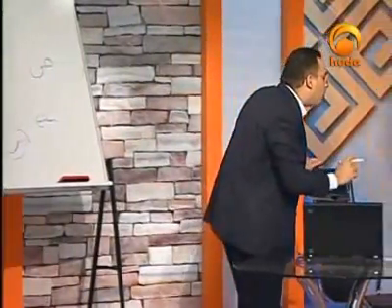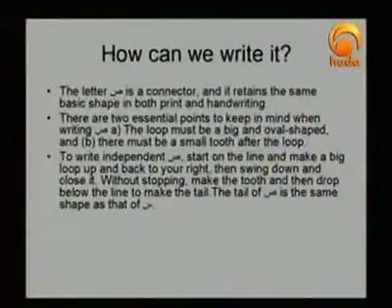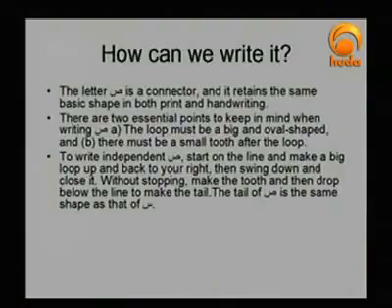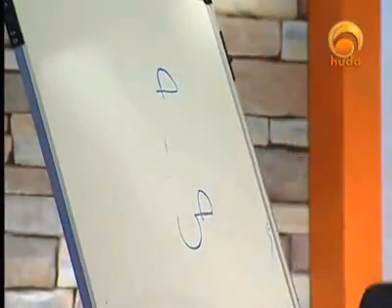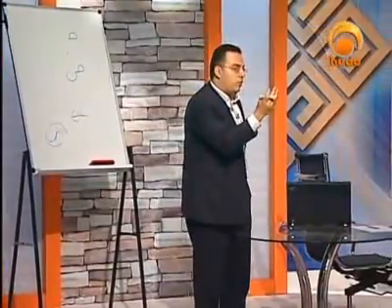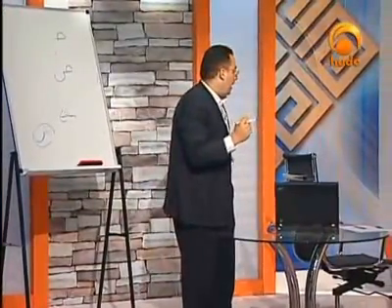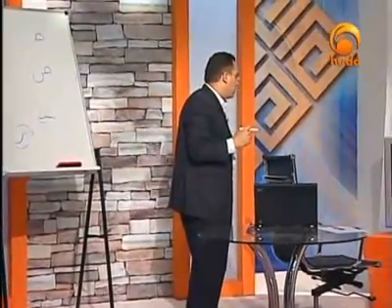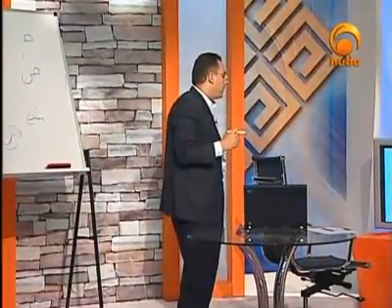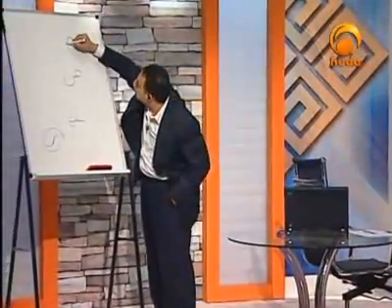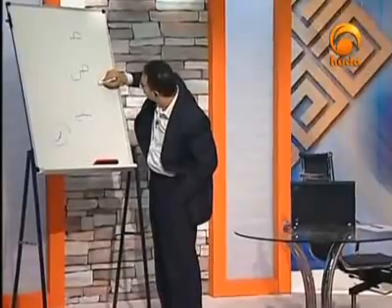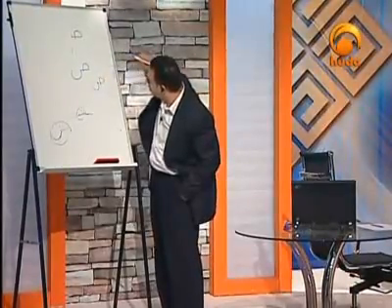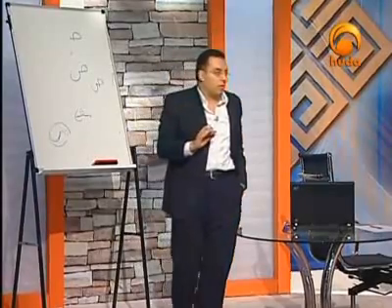Here is that. There are 2 essential points to keep in mind when writing Sa. The loop must be big and oval shaped. Here is that. That's what I'm talking about. Take the shape of an oval form. Egg-shaped, yeah. Right. And there must be a small tooth after the loop. Here it is. Just one tooth here. Can you see that? Yes. And then you make a tail.